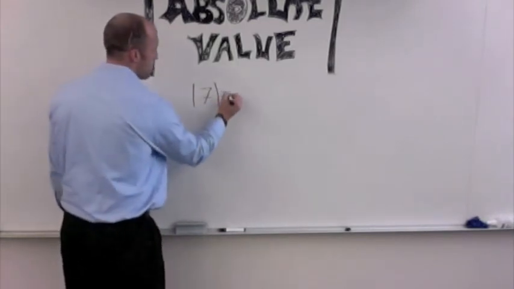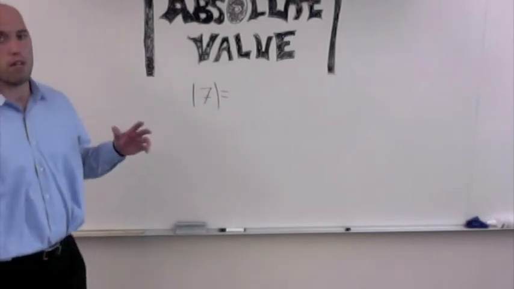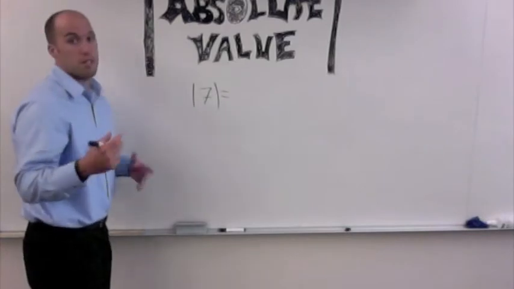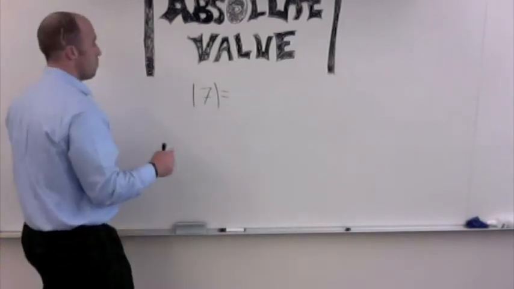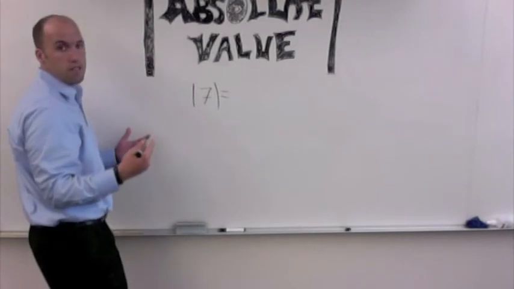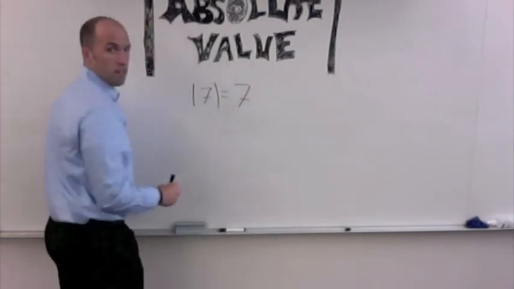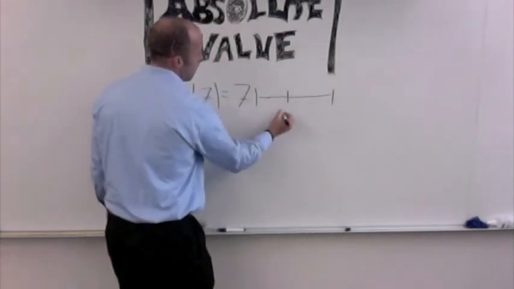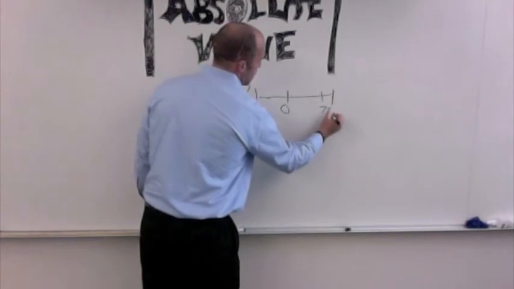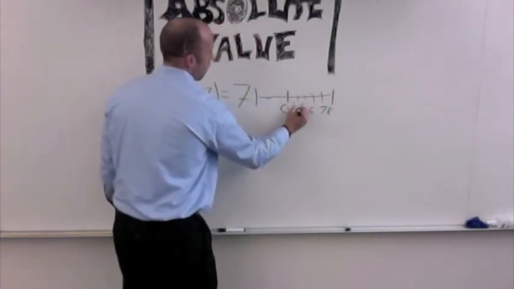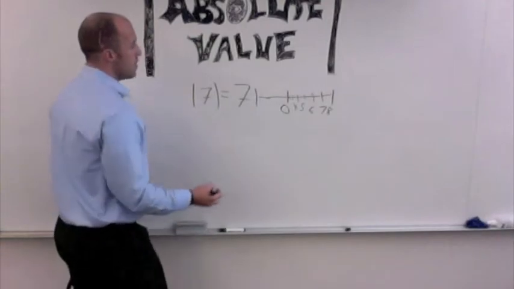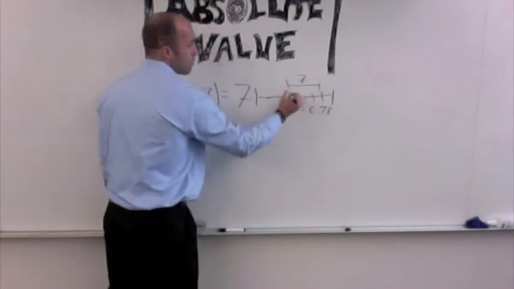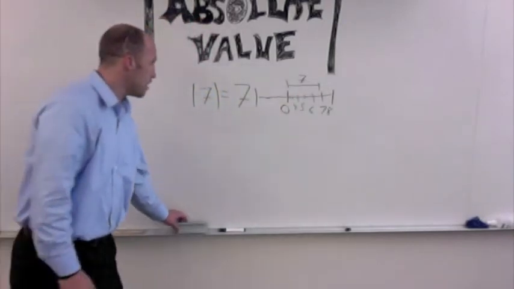Okay, what is that? What is the absolute value of 7? Absolute value may sound kind of intimidating because of the word absolute. But 7, what is the absolute value of 7? Well, it's just 7. Because 7 is 7 away from 0. If we draw a number line, and we had 0 over here, we had 7 right there, and there's 8, 6, 5, 4, 3, 2, 1, etc. The distance between 7 and 0, right there, is 7. Okay? That's really extremely simple.